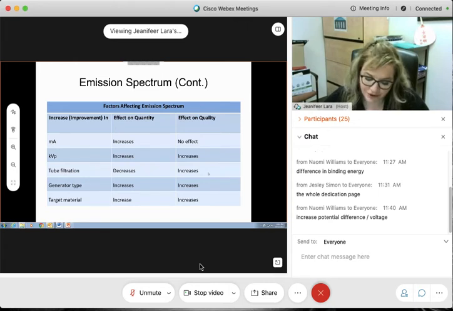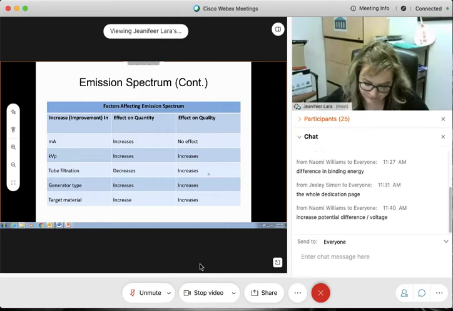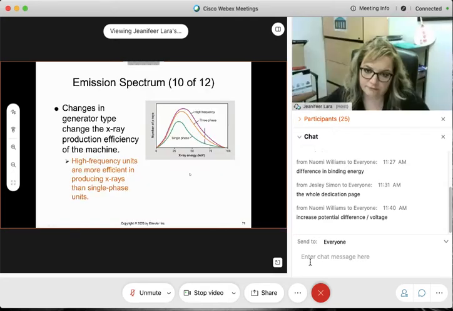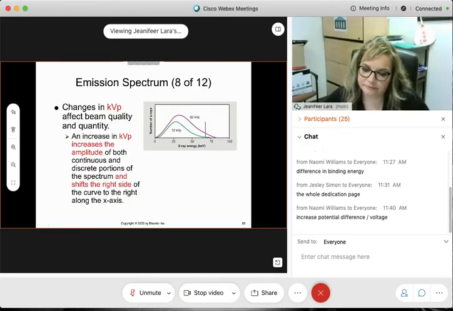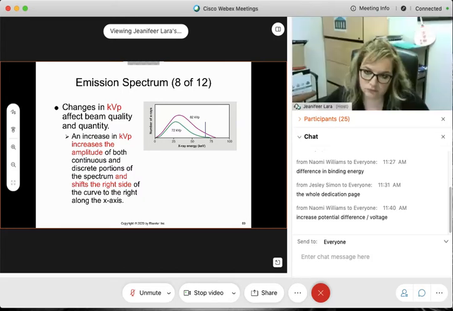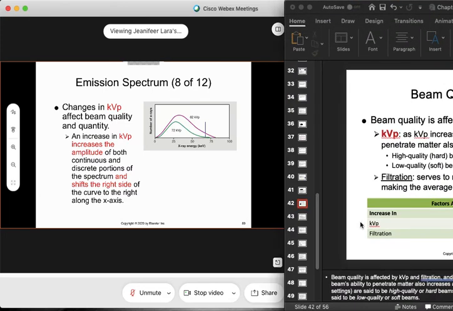One more question about KVP. So on the graph, when you turn up the KVP, it shifts to the right. Right, because you're just dealing with higher energies. Higher energy, yeah. The part that's slightly confusing for me is the upward shift.